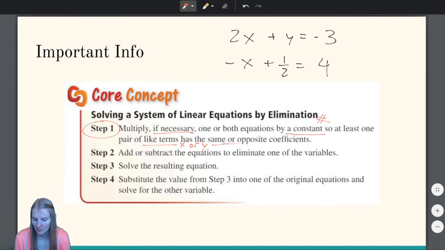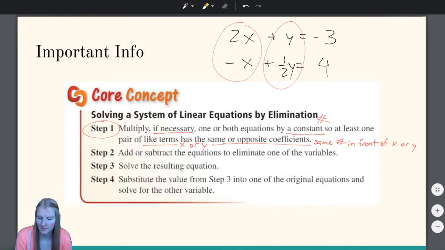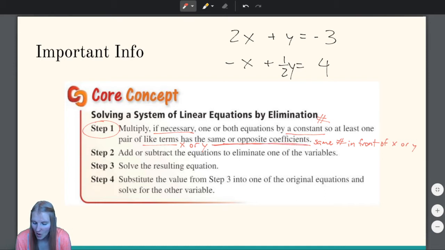So what they mean by that is the same number in front of x or y. So when they say like terms, they're talking about the x's or the y's. Oh, whoops. And I didn't put a y there, my bad. So we're talking about the x's or the y's when they talk about like terms. And then we want them to have the same or opposite coefficients.